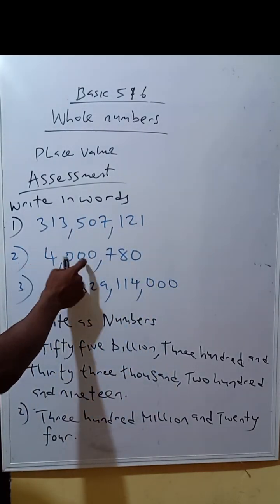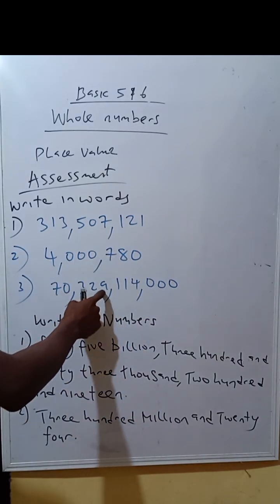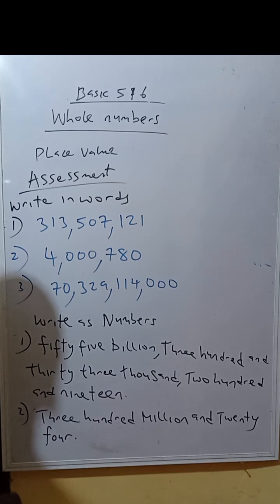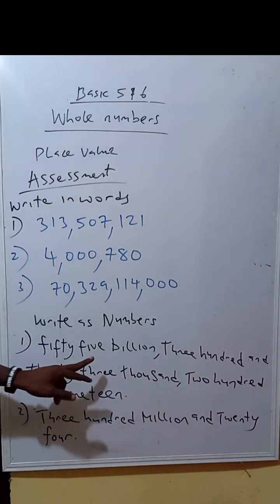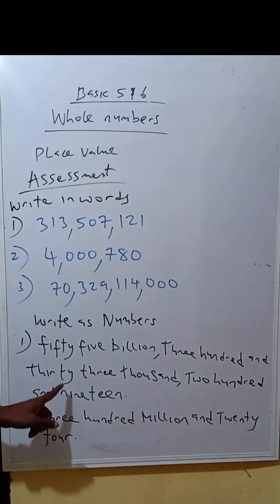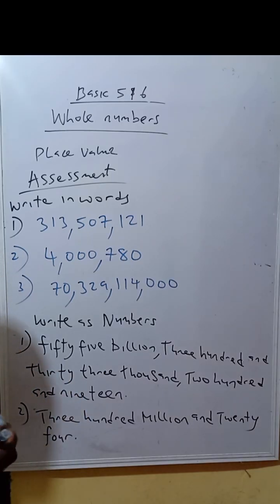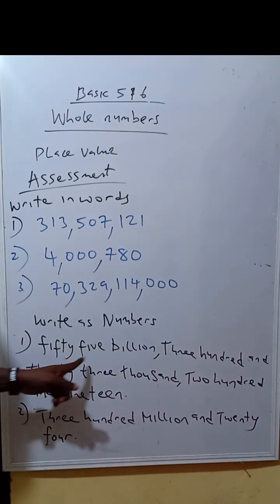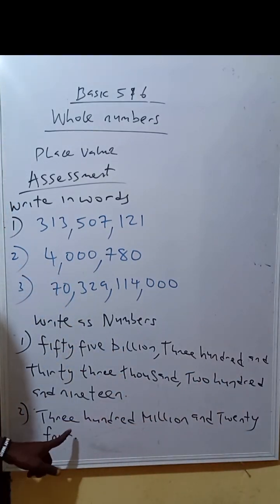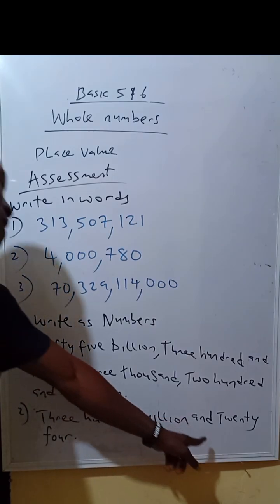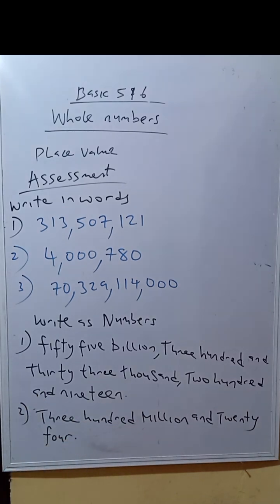313,507,121, 4,000,780, 70,329,114,000. Then write as numbers: 55,333,219, and 300 million and 24.